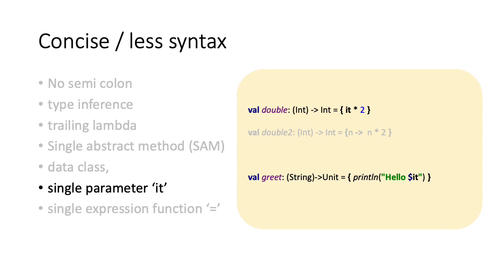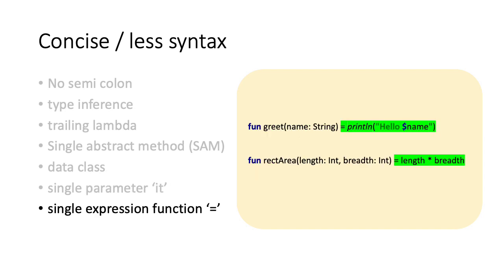Single parameter it. It is the implicit name of a single parameter. In both the examples, the parameter is omitted in the lambda and it is used instead. For the sake of comparison, the parameter named n is used in the example 2 and is explicitly specified.